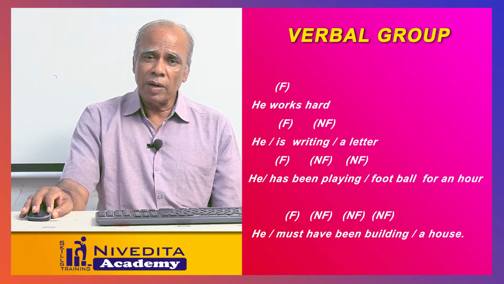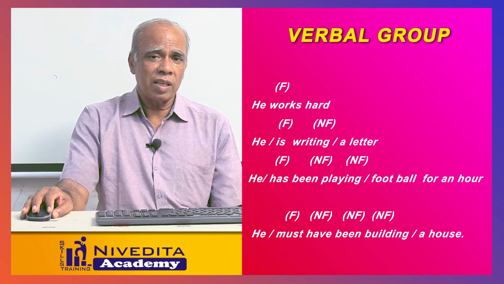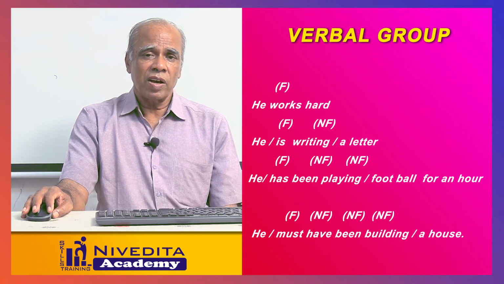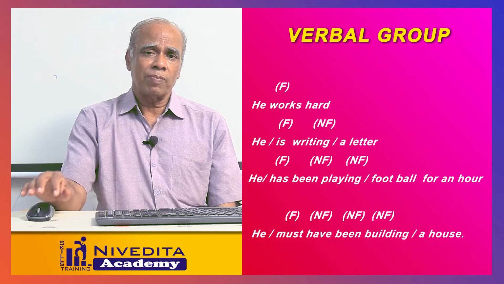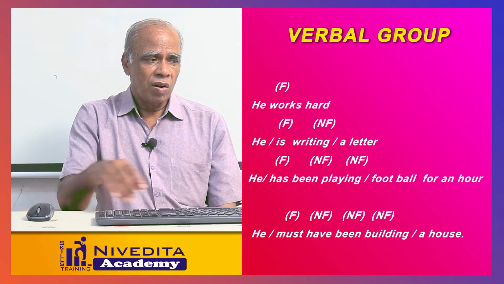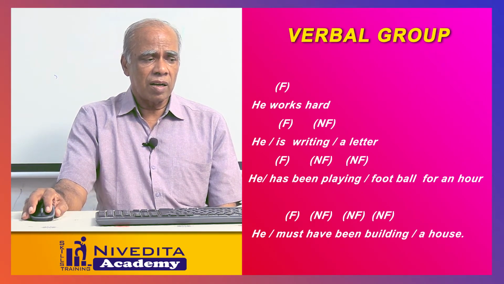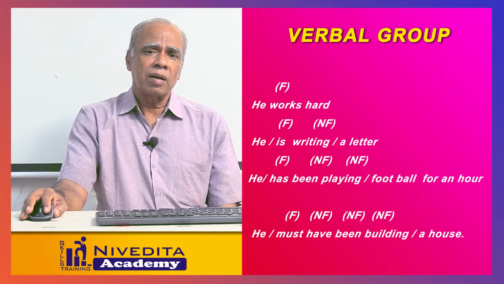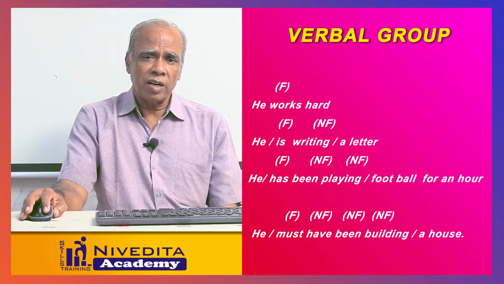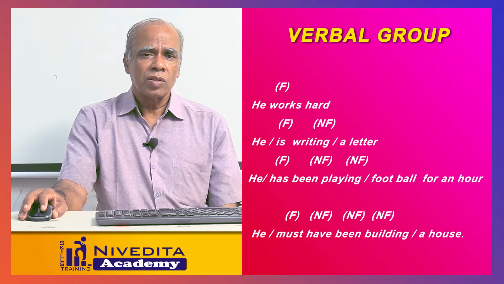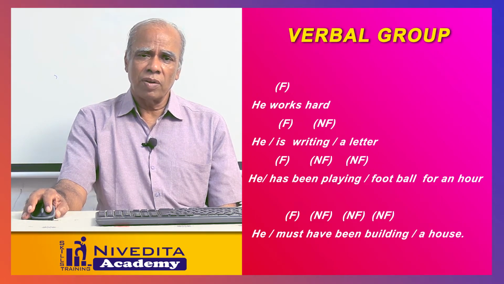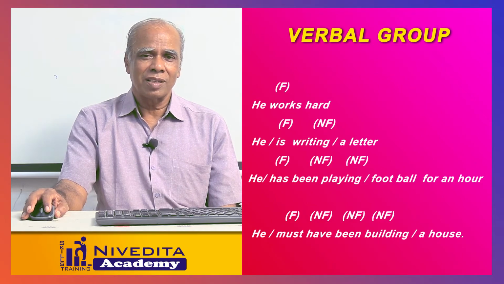And in he must have been building a house, you see must is a finite verb. It is occupying the initial position. It shows present tense. And all the other verbs are non-finite: have, been, building. So here the first verb only shows tense. All these are showing present tense. Suppose worked is past tense, had is past tense, but here has is present tense.